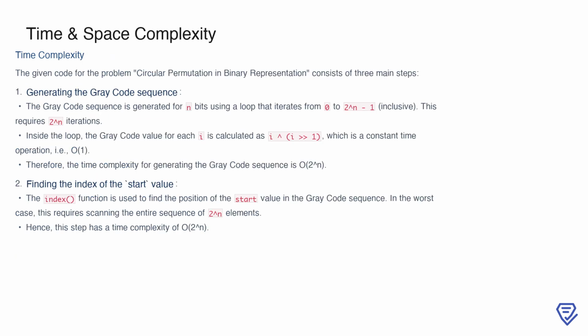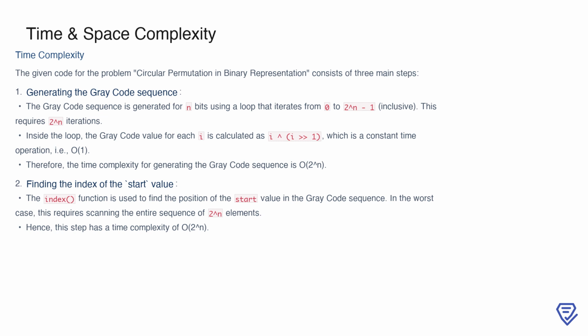The time complexity of this problem can be broken down into 3 main steps. First, the gray code sequence is generated for n bits. This involves iterating through all integers from 0 to 2^n - 1, which means there are 2^n iterations. For each iteration, the gray code value is calculated using the formula i ^ (i >> 1). Since this calculation is a constant time operation, the overall complexity for generating the gray code sequence is 2 to the power of n.